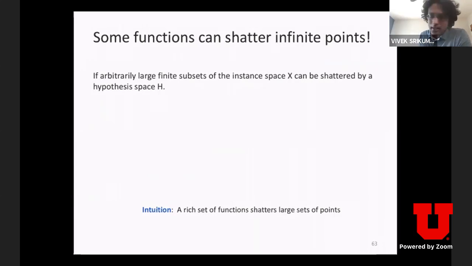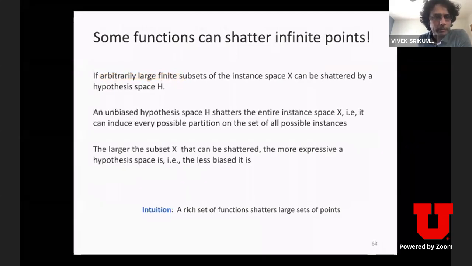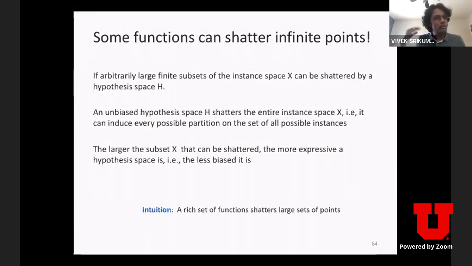What does it mean to shatter infinite points? For any finite subset, if it can be shattered by a hypothesis space, then it shatters an infinite number of points. You can think of the number of points a function shatters as, in some sense, the bias it encodes. When I say bias, I don't mean the bias as in the linear classifier, but this is in terms of inductive bias. It's a preference for, you can think of it as the simplicity of a classifier.